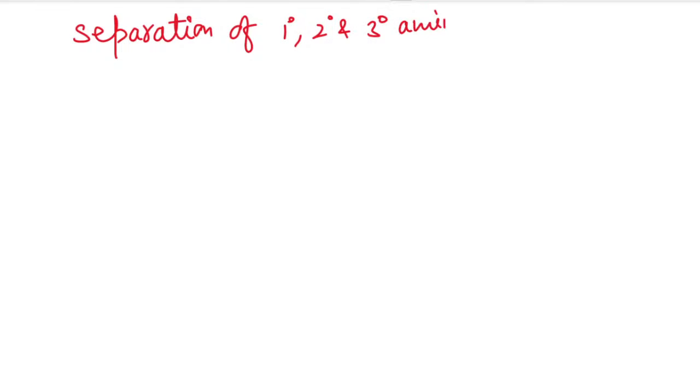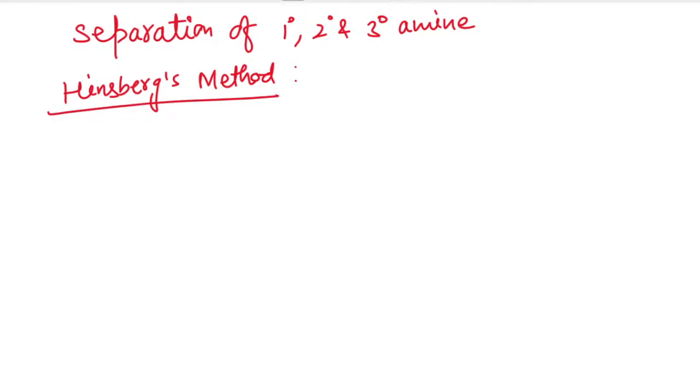A clear solution is formed, I can say. So by the same test we can separate them. Separation of primary, secondary and tertiary amine can take place with the same test. What do we do? With Hinsberg's method, we can separate them. How do we separate? Can you tell me? Keep in mind, this is an excellent method for the separation of amines. Let us say we have a mixture of primary, secondary and tertiary amines.